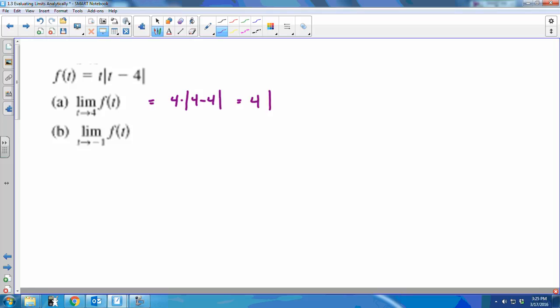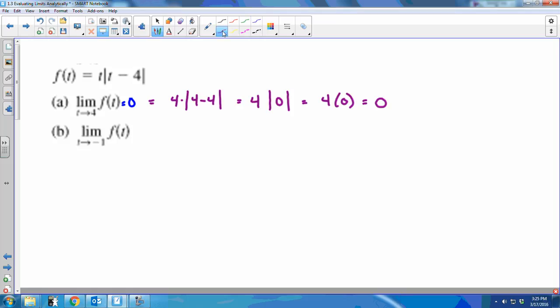Well, the absolute value of 4 minus 4 is the absolute value of 0. So I have 4 times 0, and 4 times 0 is 0. So the limit equals 0. We directly substituted. We didn't get a hole or anything. We just got a function value, and that works.